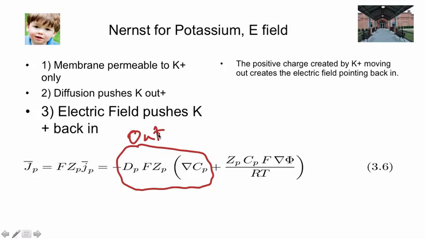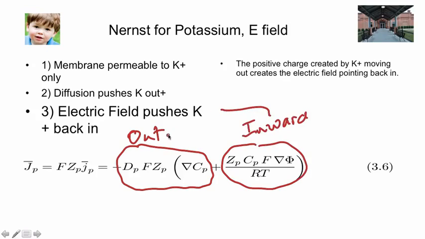The electric field, on the other hand, is pushing potassium back in. That's the term over here on the right. This is inward. Here. This is outward. There. Both processes are occurring at the same time. To the degree that they are not in balance, there is a flux of potassium ions, indicated by the JP symbol, the flux of potassium ions that is moving across the membrane.